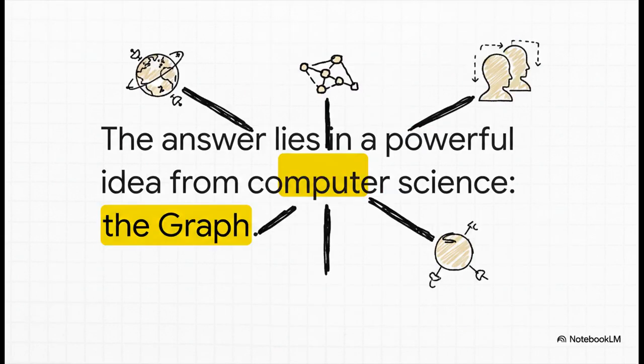Well, the answer to all of that, and honestly, so much more, is a surprisingly simple concept from computer science called a graph. And don't let the name fool you, it's not about charts and bars. This idea is the hidden backbone of pretty much everything, from Google Maps to your social media feed.